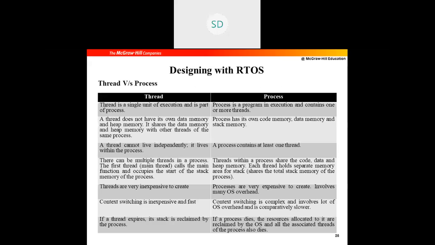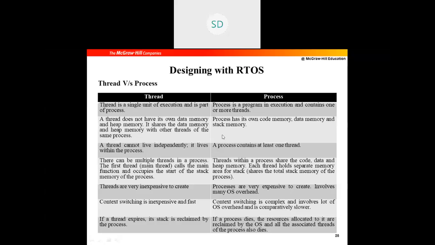So the basic difference between a thread and a process: a thread is a single unit of execution, and it is a part of a process. Whereas a process is a program in execution and contains one or more threads. A thread does not have its own data memory and heap memory. It shares the data and the heap memory with other threads of the same process. Whenever the process gets the data and the heap memory, the same memory will be shared among the various threads.